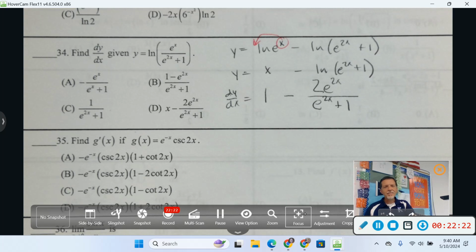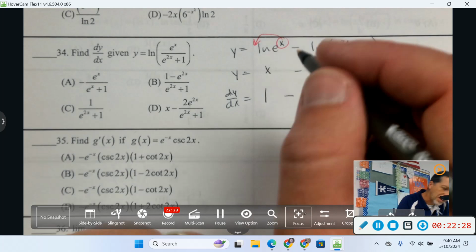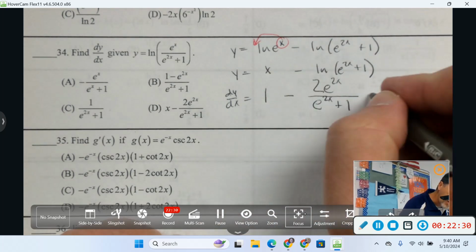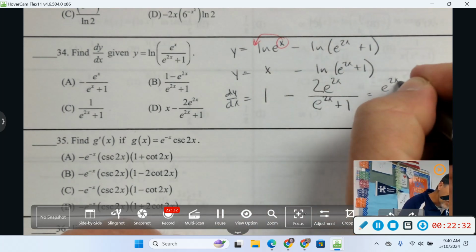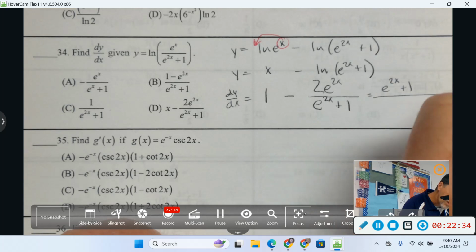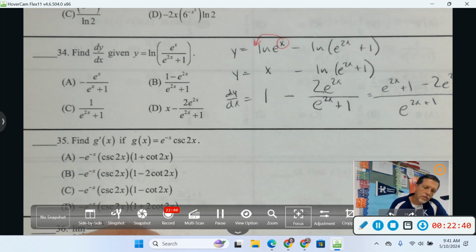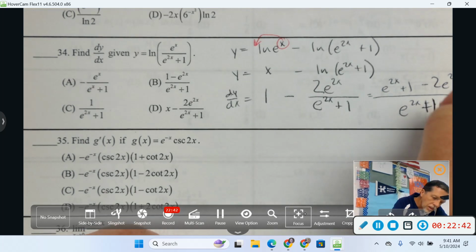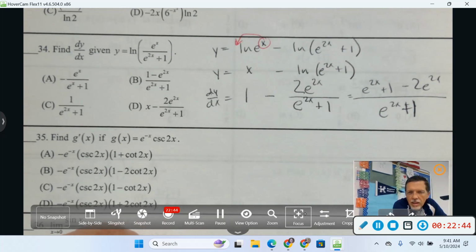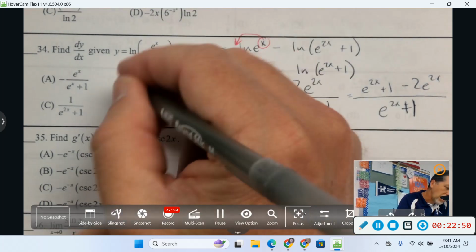And that doesn't look like any of my answers, but I guess if I get a common denominator, maybe things would work out. So e to the 2x plus 1 minus 2e to the 2x all over e to the 2x plus 1. So that would be 1 minus e to the 2x, which is answer B.